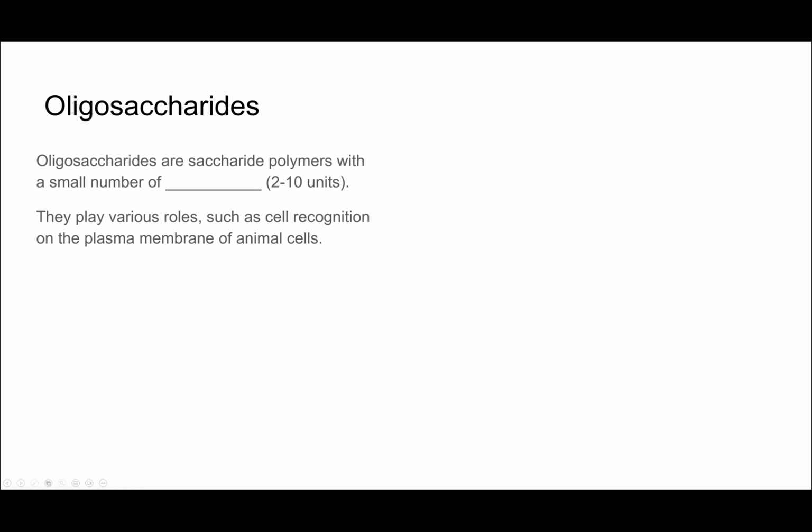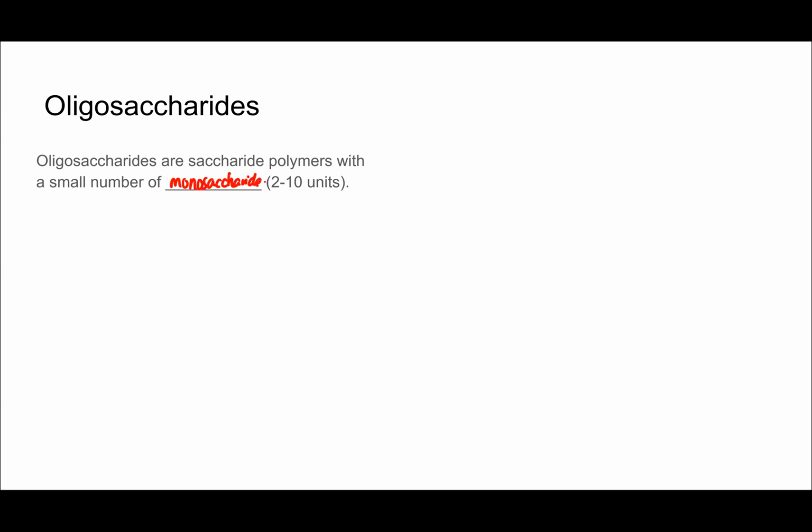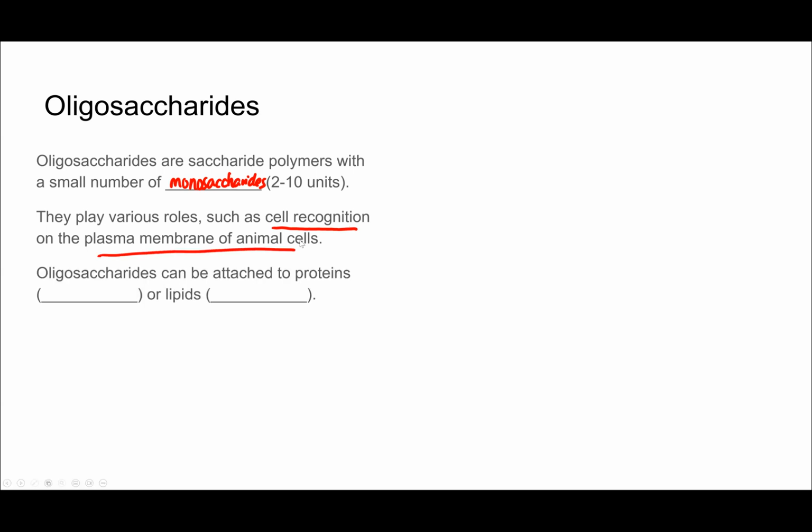Next, oligosaccharides. Oligosaccharides are saccharide polymers with a small number of monosaccharides, ranging between 2 to 10 units. They're short, not as big as polysaccharides, but they still have important functions, one of them being cell recognition. They can be found in the plasma membrane, or cell membrane, of animal cells. Oligosaccharides can also be attached to proteins, which we call glycoprotein, or lipids, which we call glycolipid.